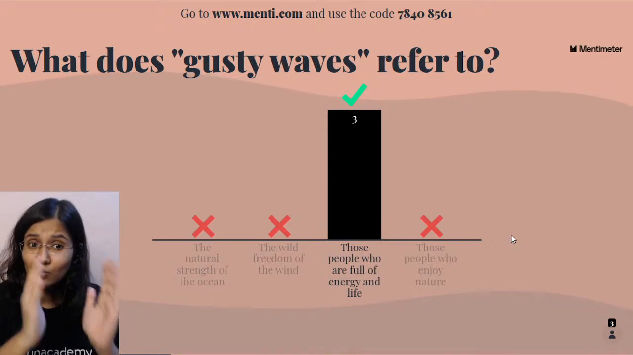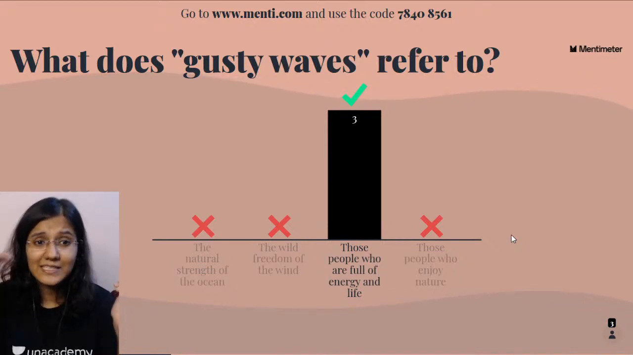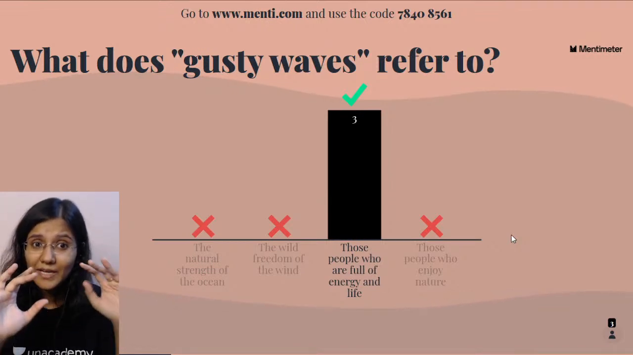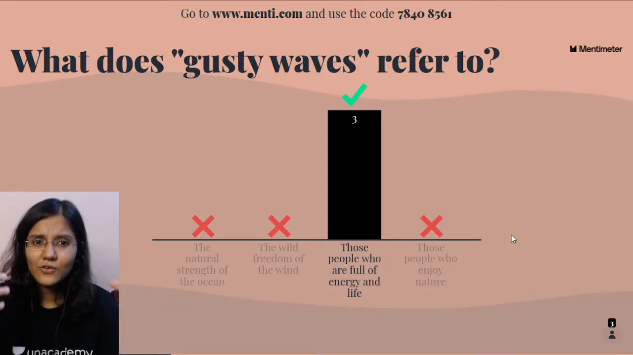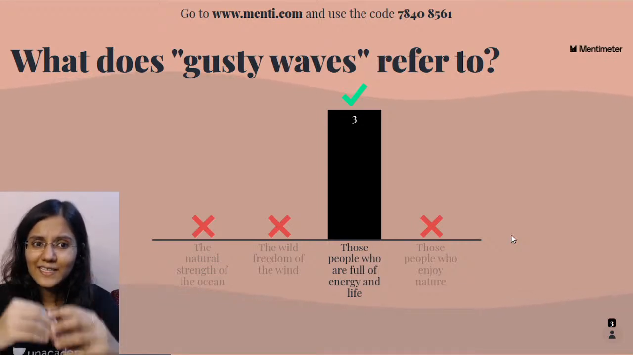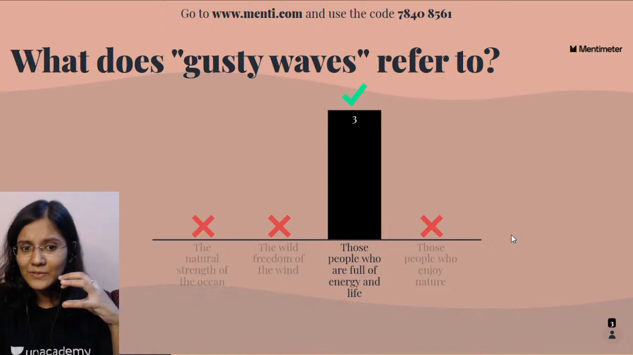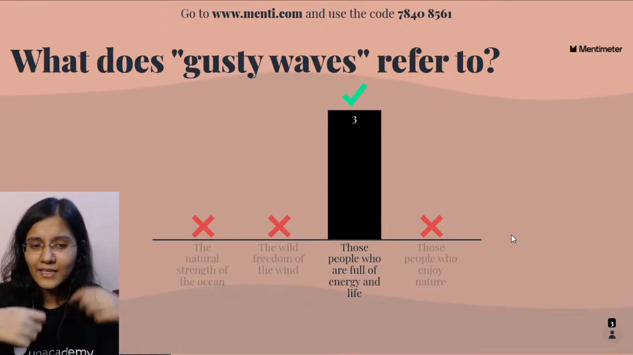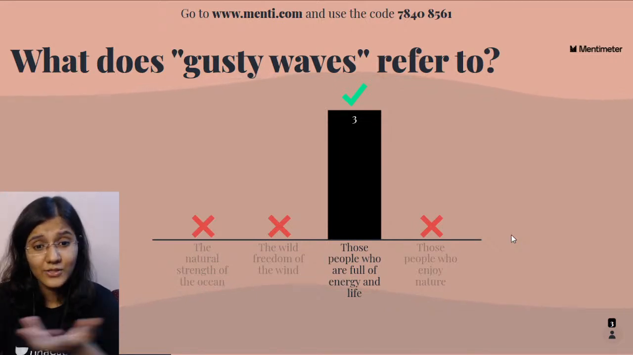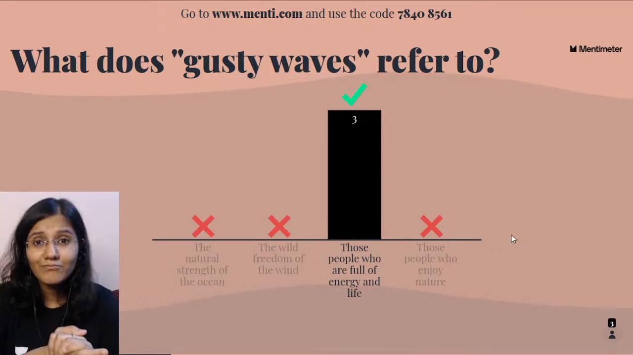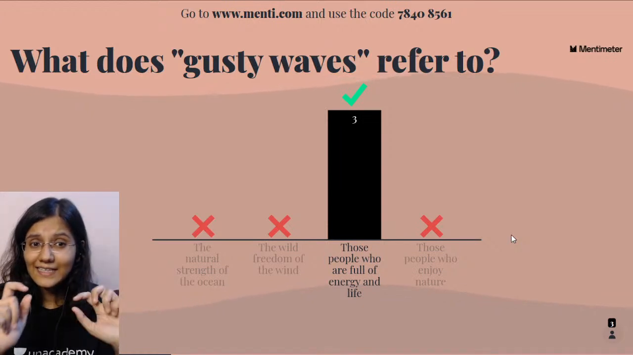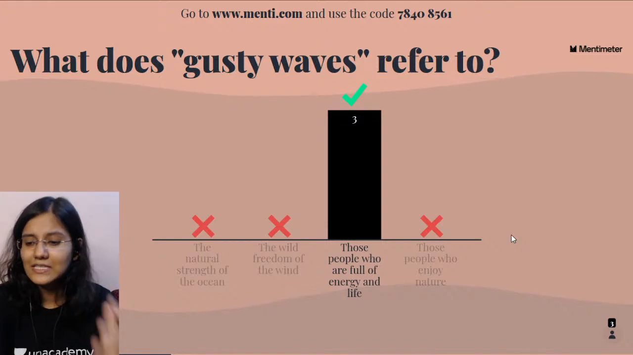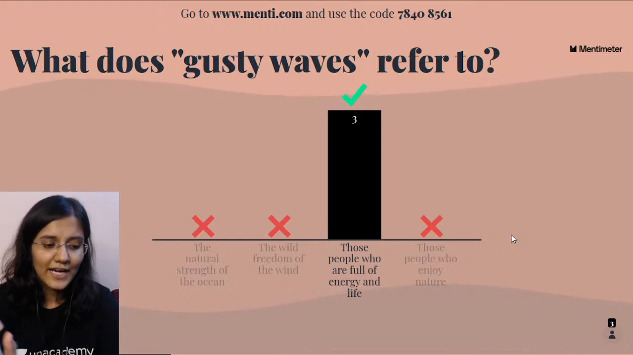So these set of words don't actually mean what they seem to mean, and they seem to mean something completely different. And so there's a comparison being made here without any sort of explicit connection between gusty waves and people who are full of energy in life. We're supposed to make that connection ourselves, right? And you did that here, and you did it really well too, because you picked the right answer. But in a case like that, it's a metaphor, whereas simile, as I said already, uses like or as.